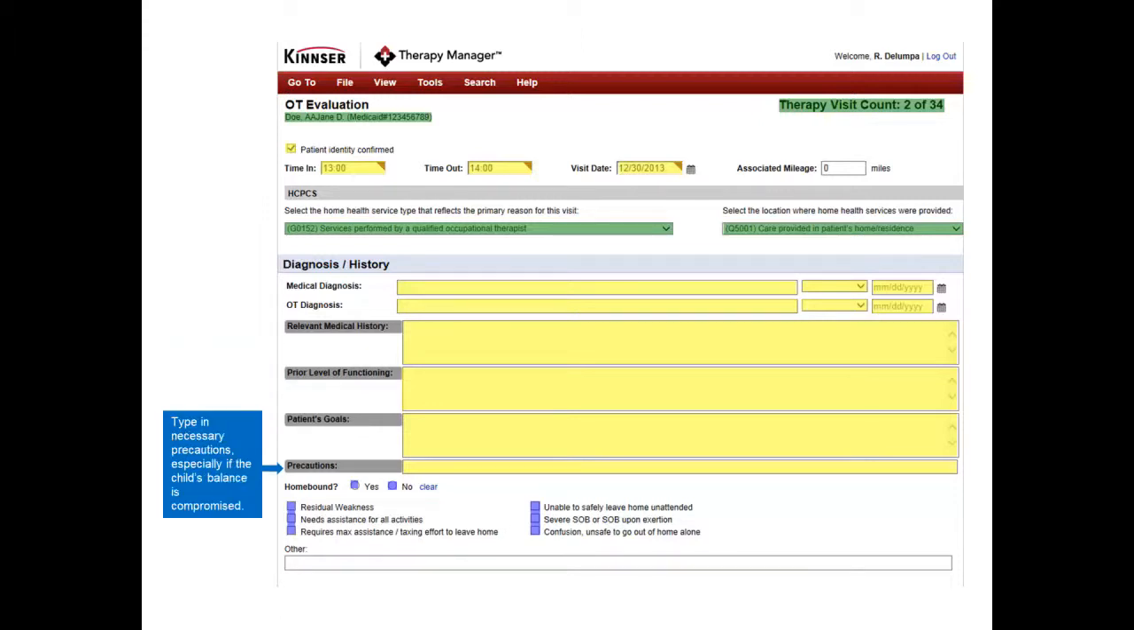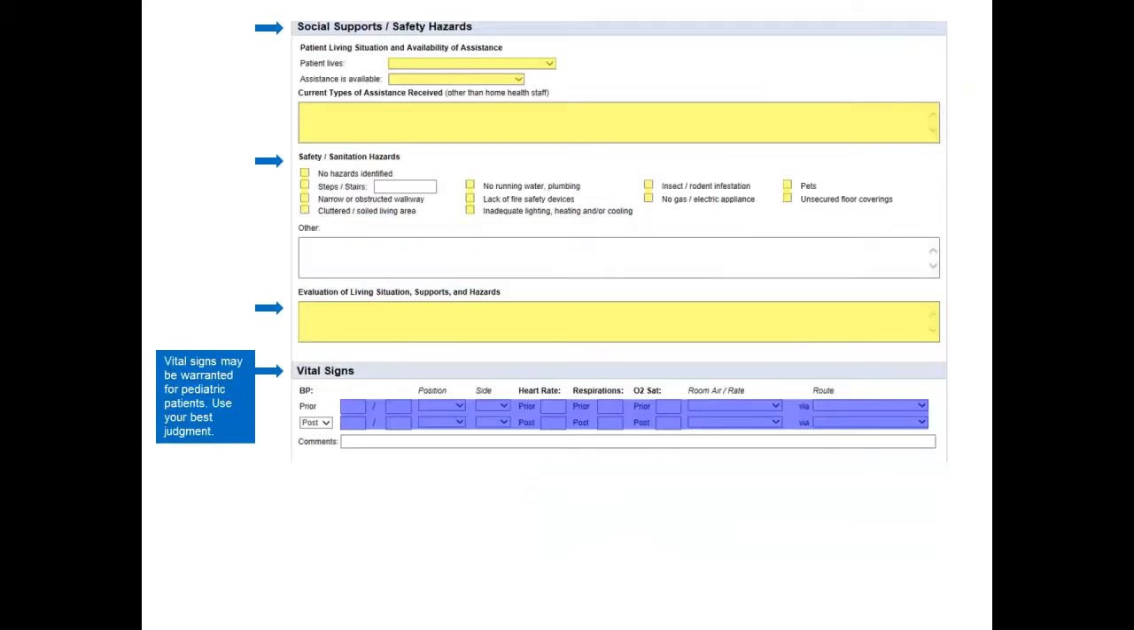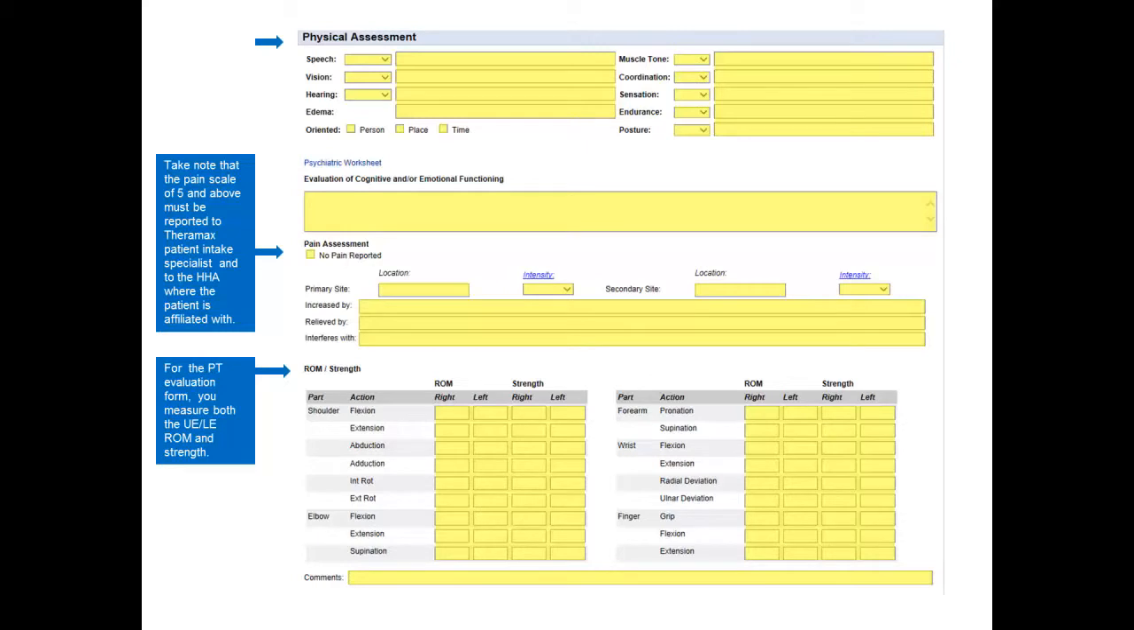Type in necessary precautions, especially if the child's balance is compromised. Homebound reasons to justify why the patient's therapy intervention should be done at home. Vital signs may be warranted for pediatric patients. Use your best judgment. Take note that a pain scale of 5 and above must be reported to the Theramax patient intake specialist and to the HHA where the patient is affiliated with.